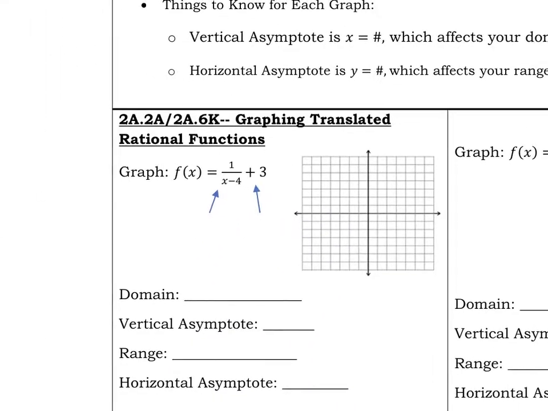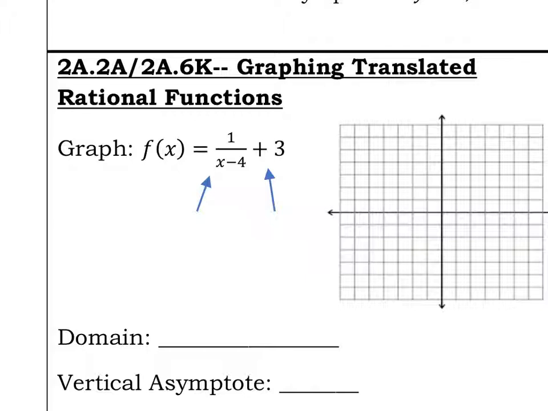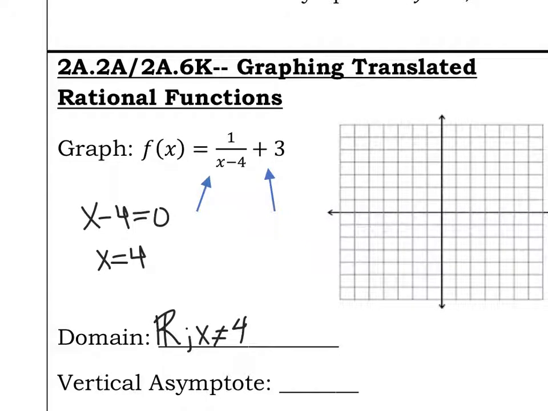Okay. So here is an example with more numbers besides just the parent function. Again, the domain is all real numbers except where your denominator equals 0, which is this arrow right here. So we're going to take that denominator and set it equal to 0. Okay? We do the inverse operation. We add 4 to both sides. We get x equals 4. So our domain is all real numbers except x cannot equal 4.